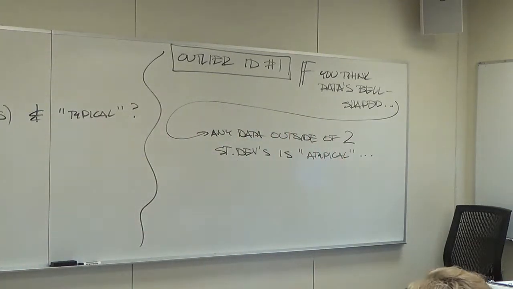What percentage of data is atypical then? 5%. Say it nice and loud. 5%. Right? If it was outside of 1 standard deviation, 32%, or 1/3. A third, you said, right? I got a third. Yes, that's 1 standard deviation.